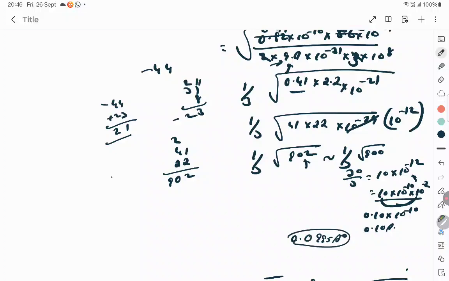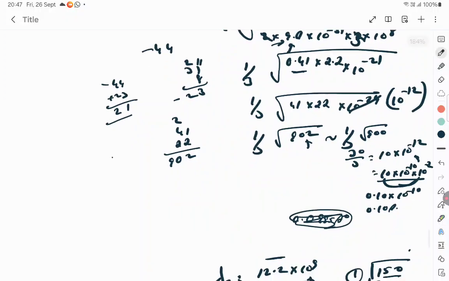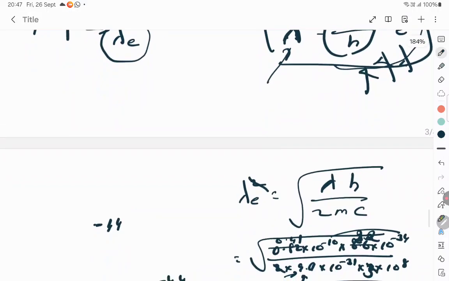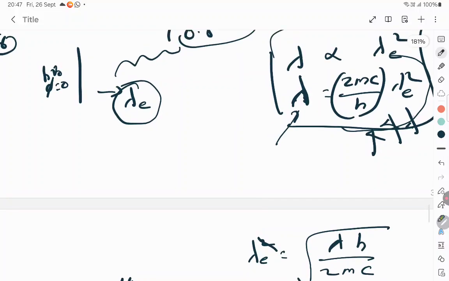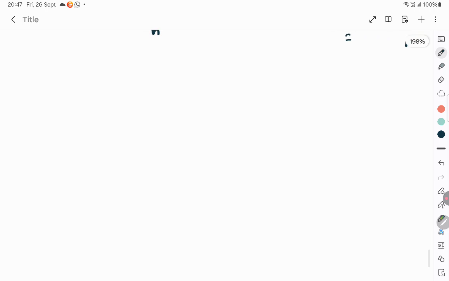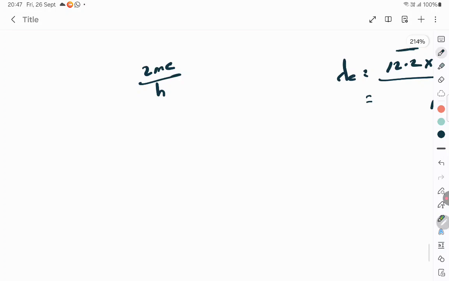0.0995 Armstrong, which is closer to this. So I use this formula. It was very easy for me because I already have learned this relationship. Remember this condition, that 2mc by h into lambda e square is lambda. If you can remember that, well and good. You don't have to use any other method given in Aurora if you're clear with that concept. So let's go to next.